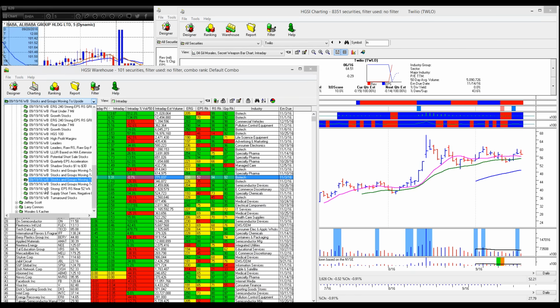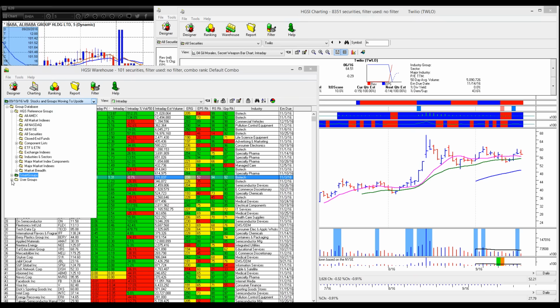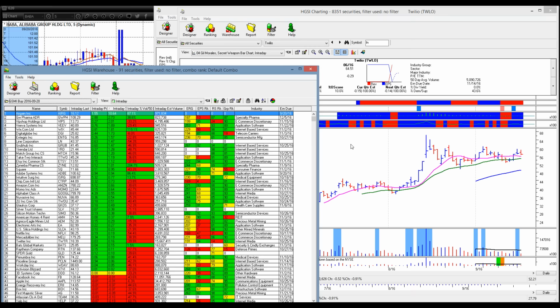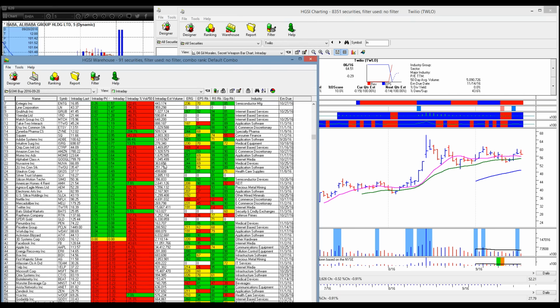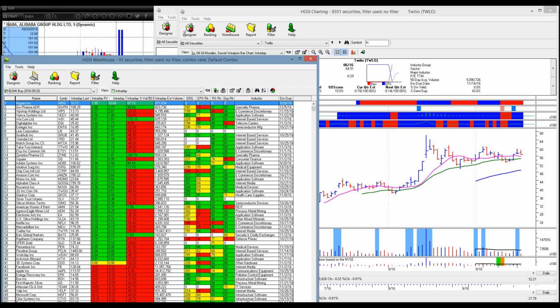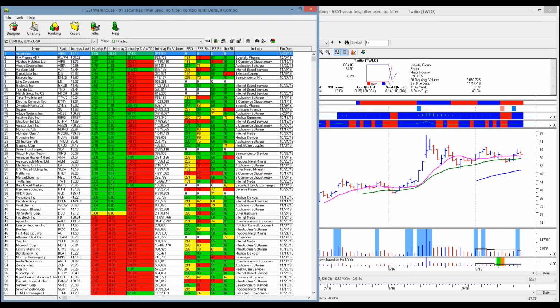If I look at, say, one of my current watch lists, this is one of the things I like about HGSI too: it's colorful, and I like colors. I'm very visual, so colors help me decode what's going on very quickly. As I was pointing out to Ron, you can look at advanced decline numbers, you can look at this and that indicator, but I can just look at this list.